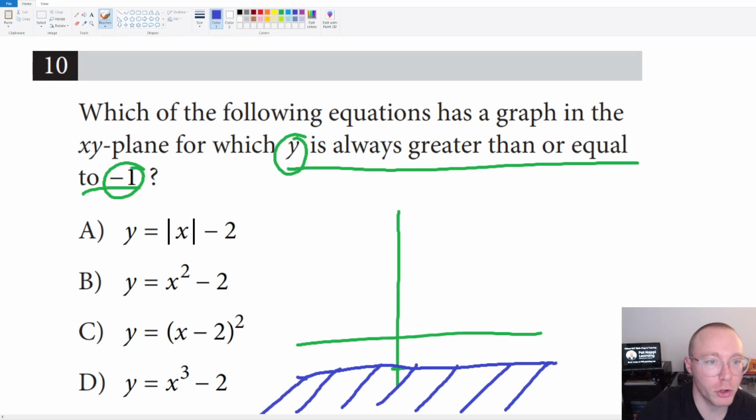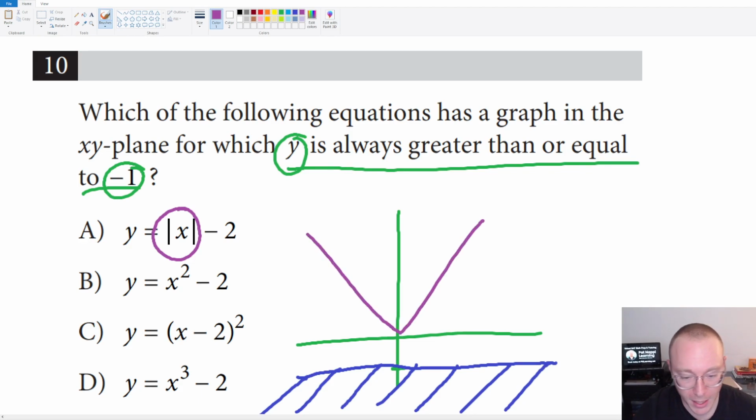And so if we start to graph each of these choices, we can get an idea of which one will stay above or on that line, y equals -1. Okay, so for A, we have an absolute value function. If we just have the absolute value of x, we're going to get a V that comes right out of the origin, and we would be fine.